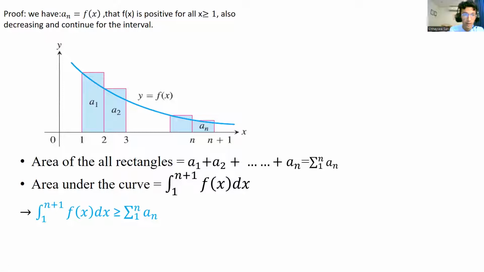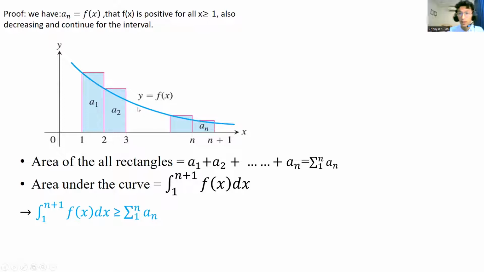In order to find the area of a rectangle, you already know that the area is equal to width times height. So the width here is 1, here also 1. So all the widths are the same, but the difference is in the height. Also remember that here we use the left endpoint, so at the left endpoint our height is f(1), which equals a1. So the height here is a1, here is a2, and here is an. So the area of all the rectangles is a1 plus a2 plus dot dot dot an, which equals the sum from 1 to n of an.